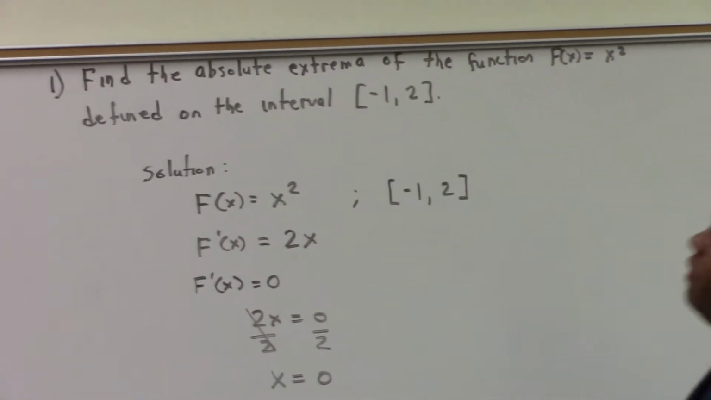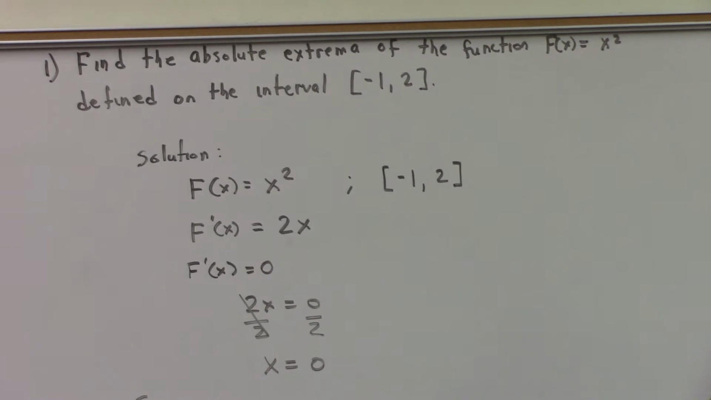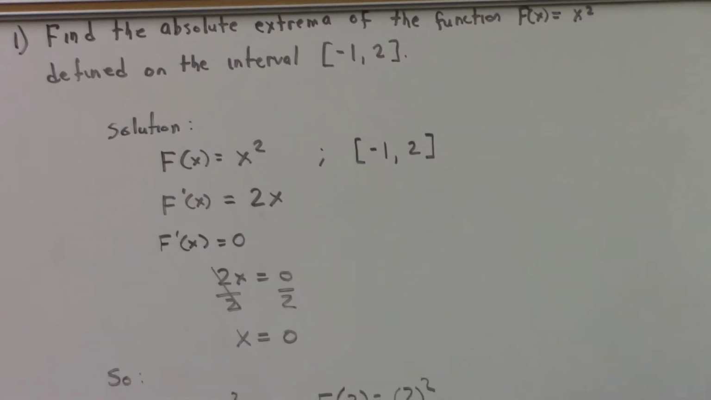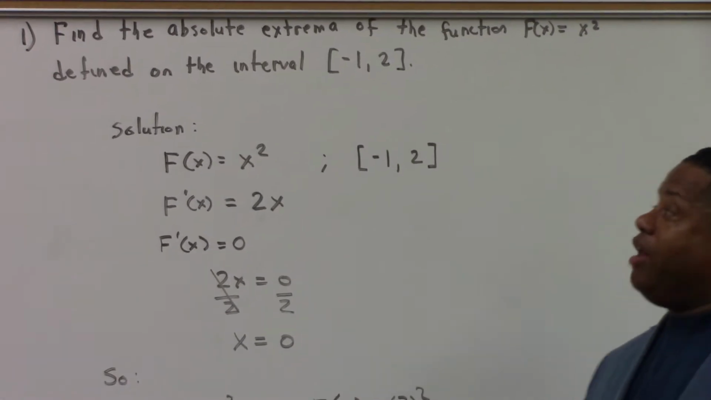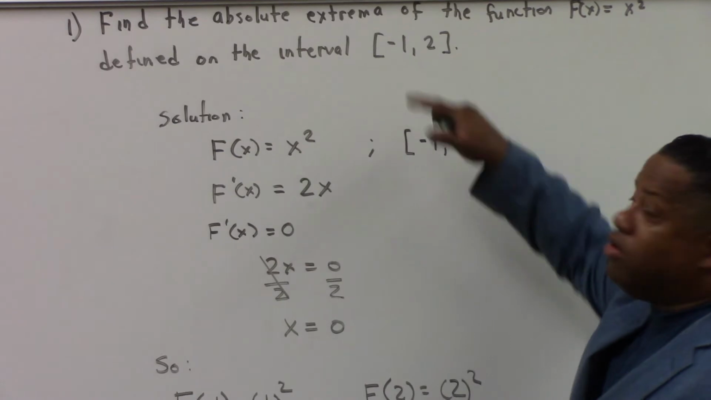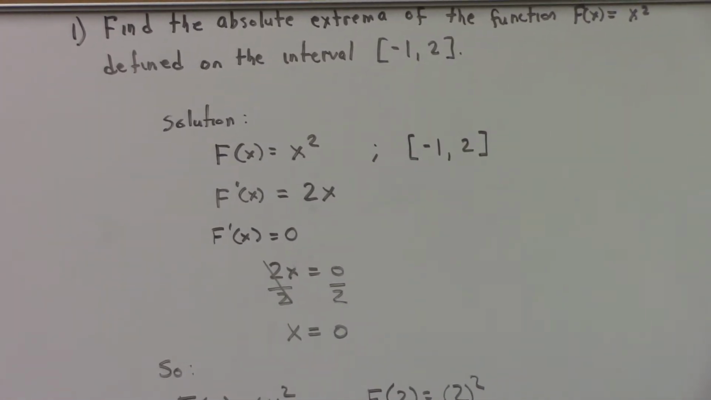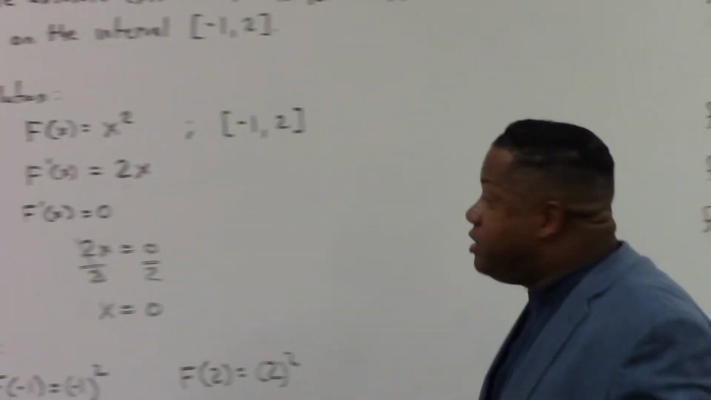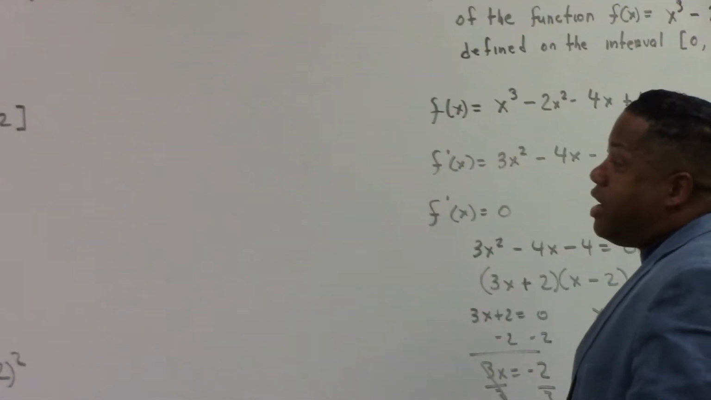So we want to find the absolute extrema of the function f of x is equal to x squared. And it's defined on the interval of -1 and 2. And as you see, it's a closed interval there, right? So these numbers here will also be inclusive in our calculations, as you'll see in just a second.